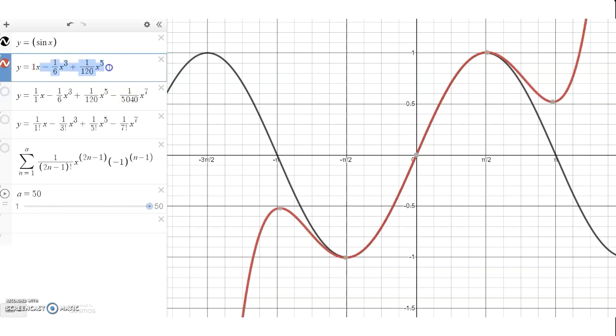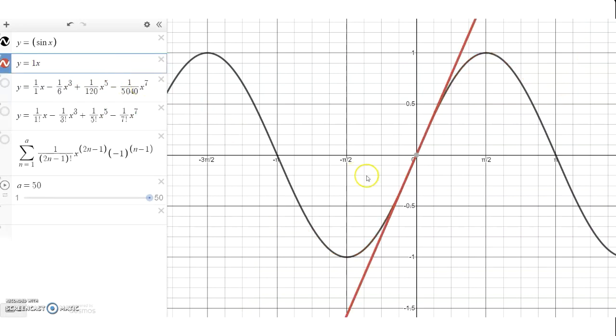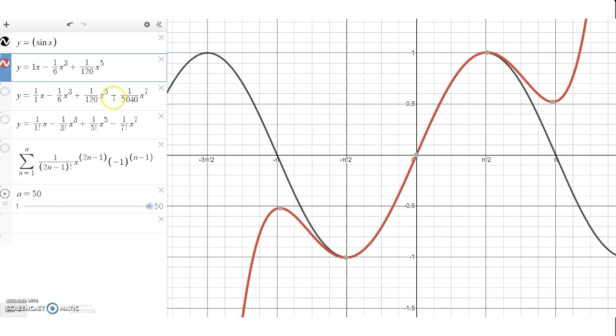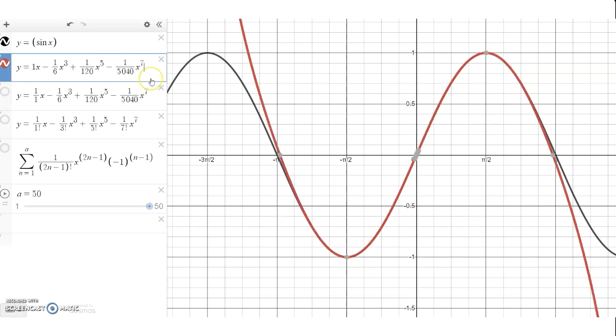Let me just go slow here. There was that linear y equals 1x, and notice it fits that sine curve well for a small interval of input or x values. Then we added that cubic term, and things got a little bit better. Then we added the 5th degree, and things got a little bit better. And then we could even add that 7th degree and see that things get even a little bit better. And as we continued to add terms, things got better and better and better.